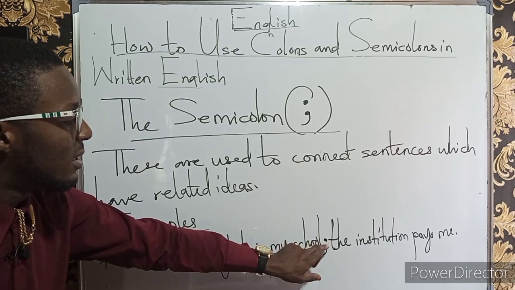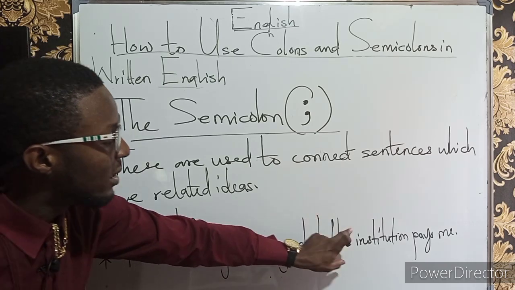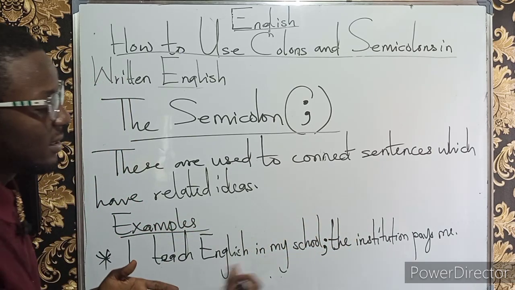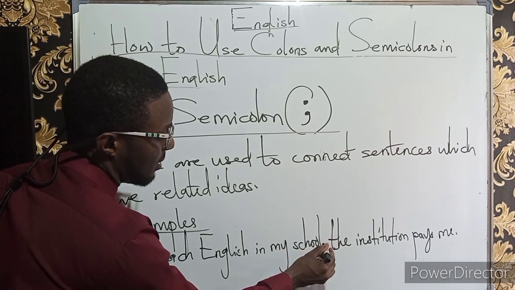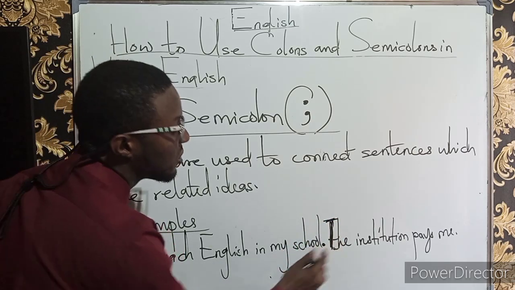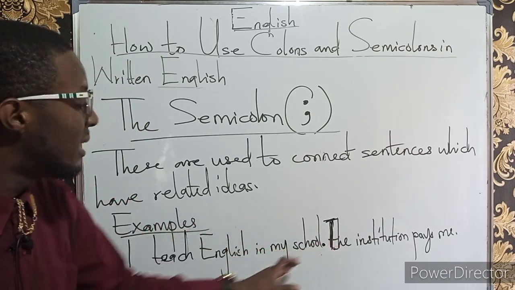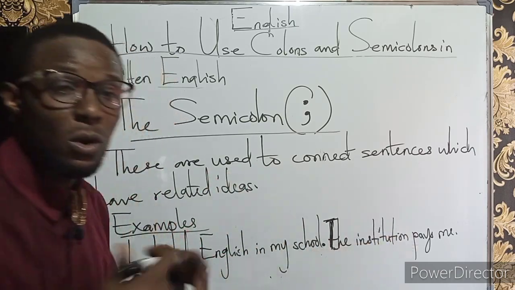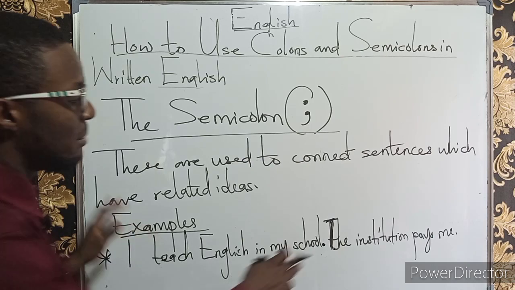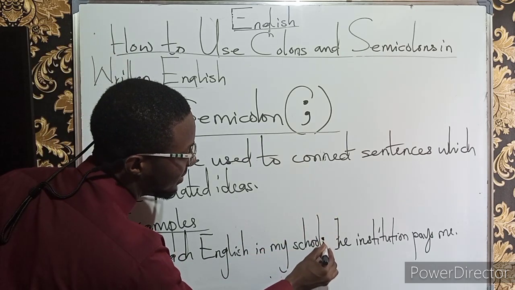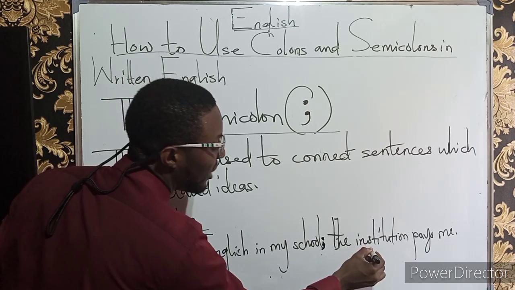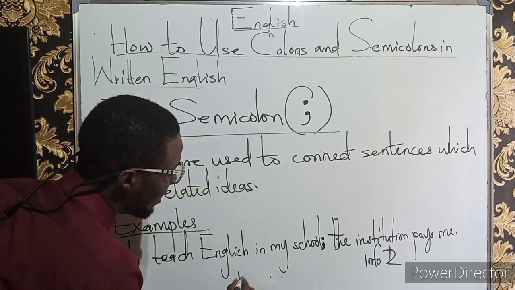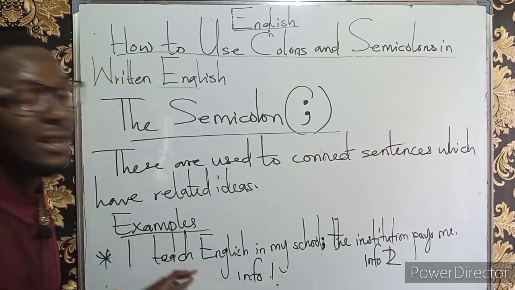So we've seen the function of a semicolon. It has brought the first piece of information and the second piece of information together because they are related. But when you use a full stop here, it could separate the two ideas. It could mean that I teach English in my school, different. The institution pays me. So one could wonder, which institution are you talking about? But when you employ a semicolon, it means information one and information two are related.